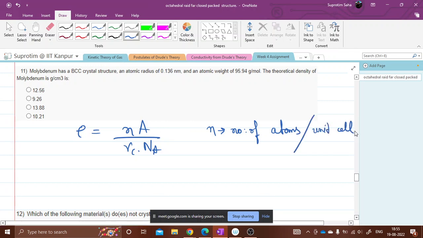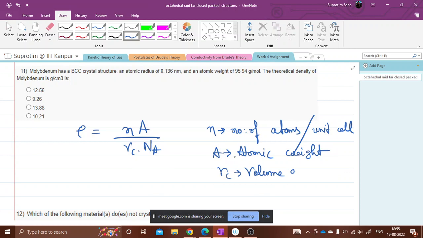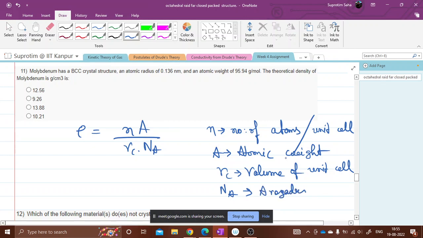A is the atomic weight of the element concerned. Vc is the volume of the unit cell. And Na is Avogadro's number. So for BCC, N is 2: 8 atoms at the corners, each 1/8 shared by 8 cubes, so 1/8 times 8 is 1, and add the atom at the body center, so 2 atoms.